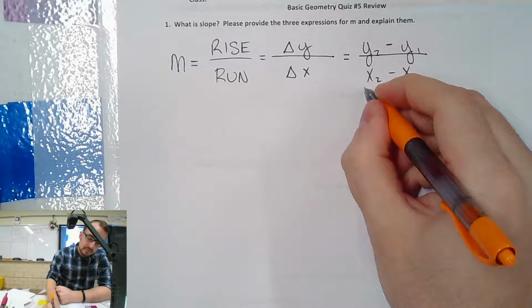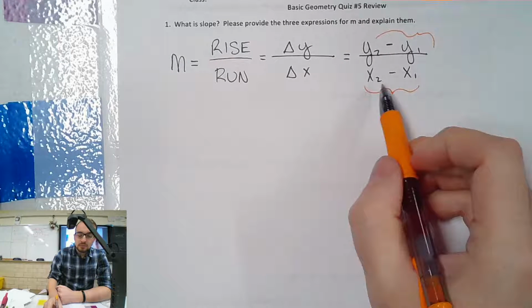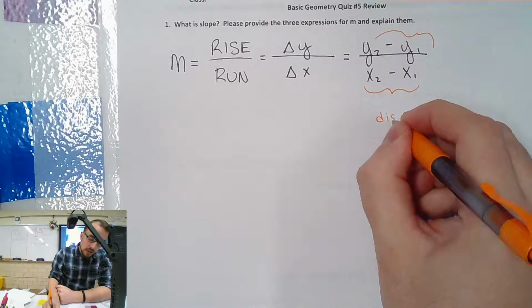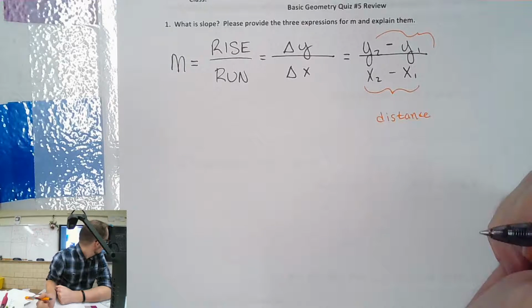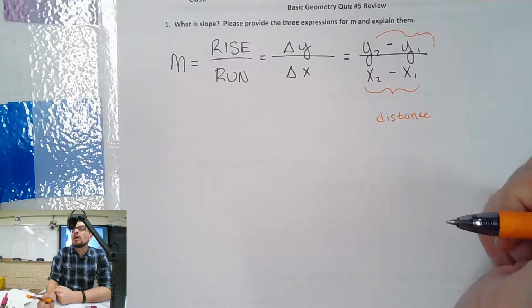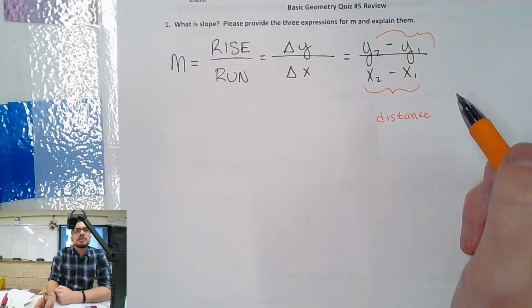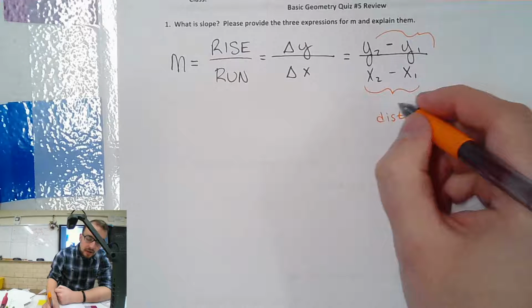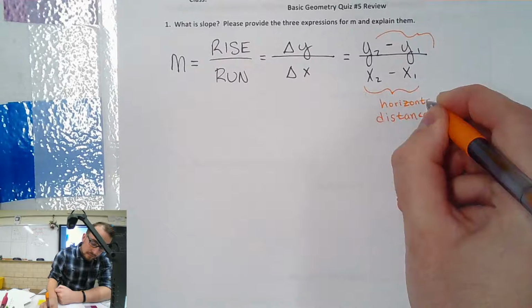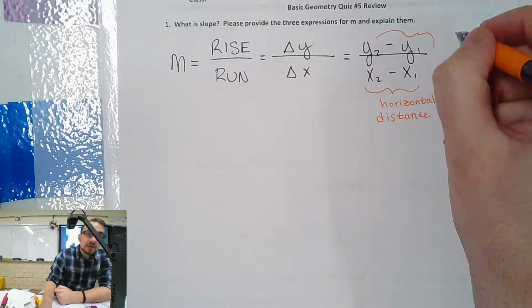So now we need to talk about why these are what they are. Subtracting the x's, right? Distance is subtraction, so we're talking about distance. What kind of distance does that represent? What do the x's have to do with? Across, horizontal, right? So horizontal distance. And that means the top part is also distance. What kind of distance, though? Vertical.